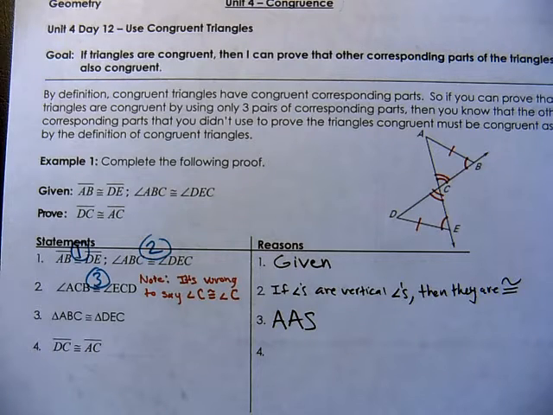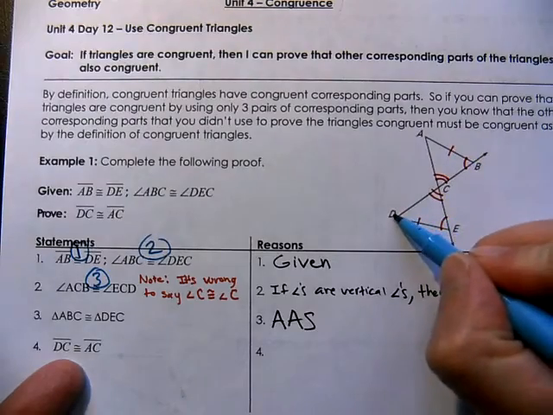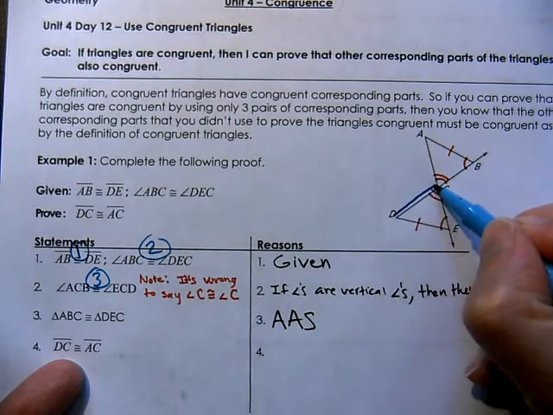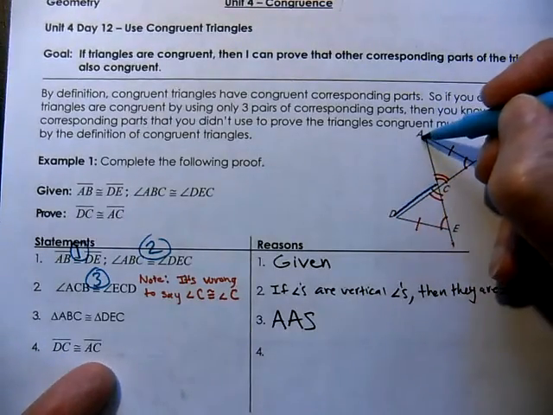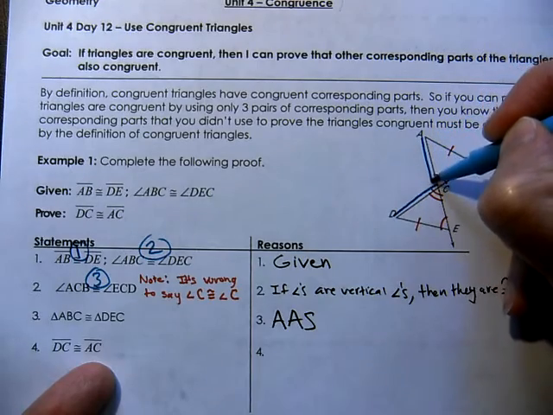So think about this for a moment. If the triangles are congruent, that means they are exactly the same. They're exactly the same size and shape. So if they are exactly the same, then what do we conclude about some of these other parts that we didn't even use in the proof up to this point?